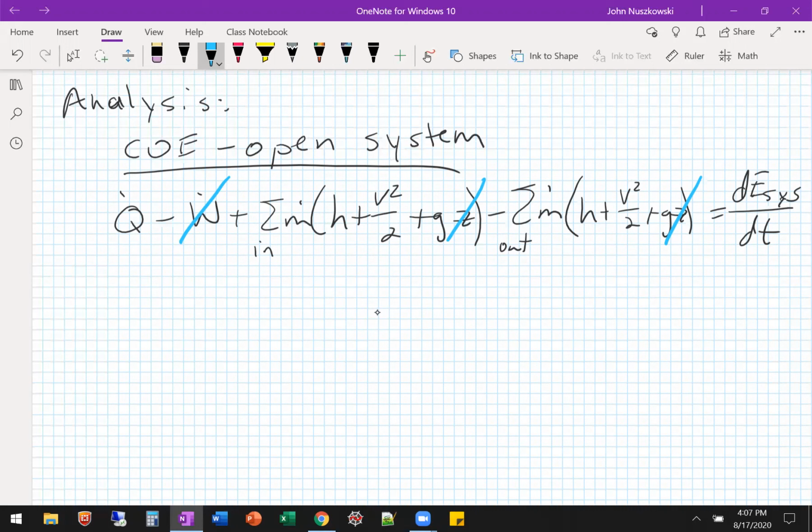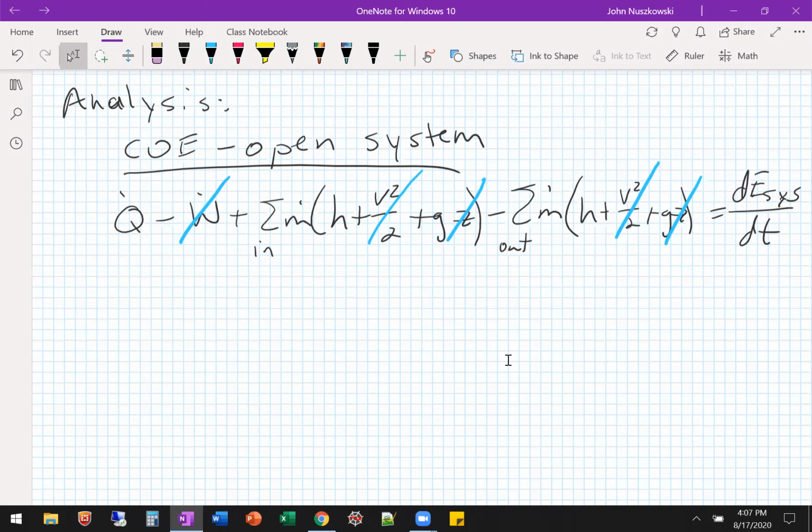In that case, we could also neglect kinetic energy too, correct? Yeah, we don't have any information on velocities in and out, but it's probably a heat exchanger. The difference between the inlet and outlet velocity is not going to change much, so the change in kinetic energy from inlet to outlet is not going to be high. All right, anything else?